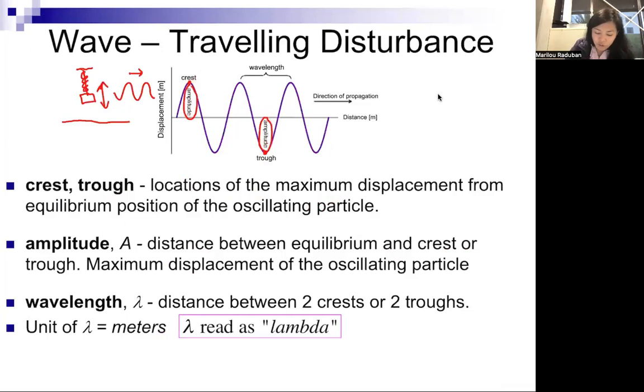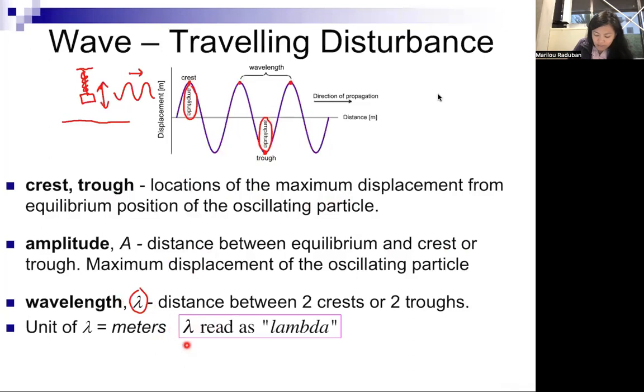You can measure the amplitude from the equilibrium position to the positive maxima or the negative maxima. It will still give you the amplitude. Now, the distance between two successive points in your graph is what we call the wavelength. Instead of the period, we now call it the wavelength, and we represent wavelength using this Greek symbol called lambda.